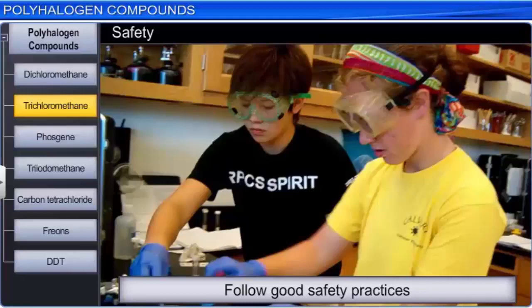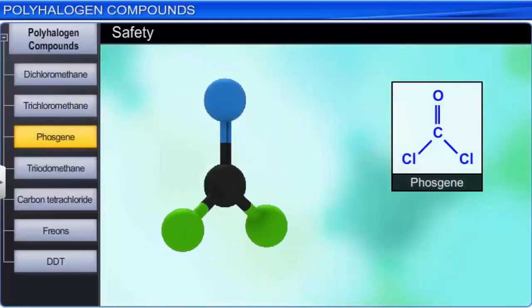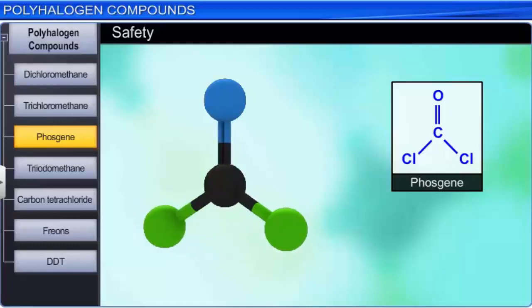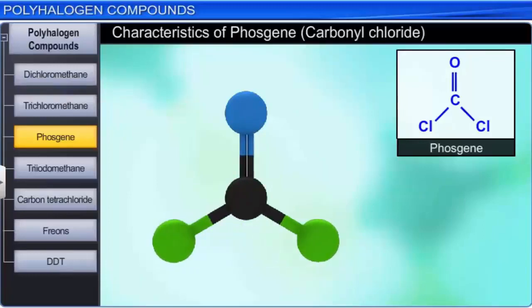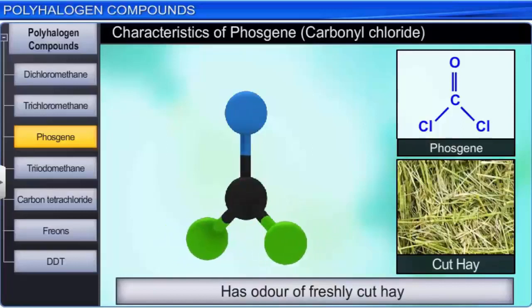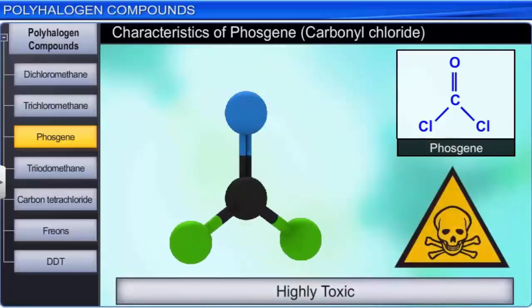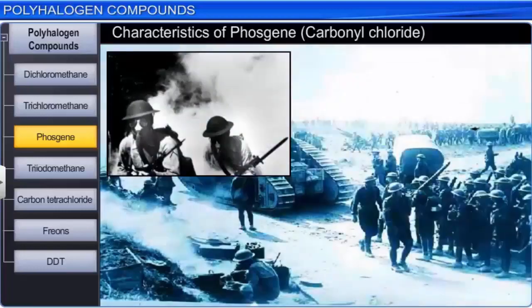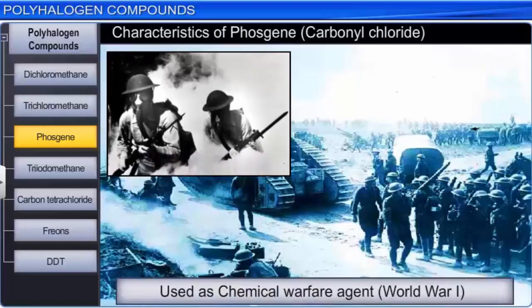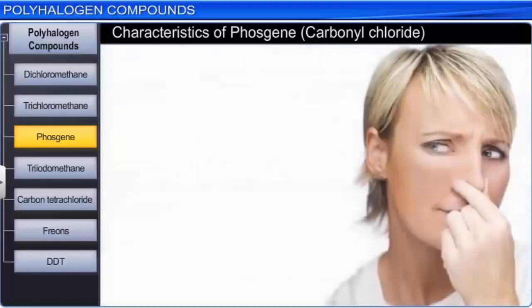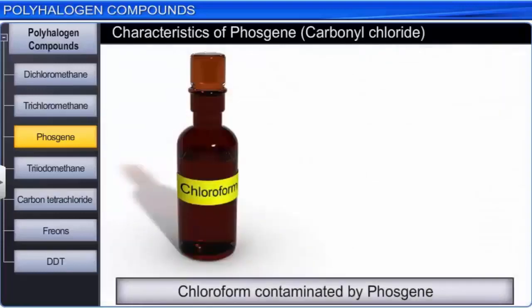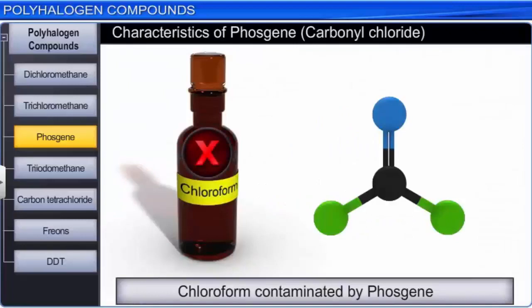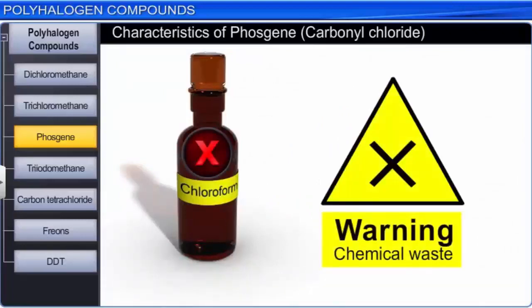There are simple tests that you can carry out to determine the presence of phosgene. Phosgene, or carbonyl chloride, has a characteristic odor of cut hay. It is highly toxic. In fact, it was used as a chemical warfare agent during the First World War. If you detect the odor of freshly cut hay when working with chloroform, you should seek medical attention. Chloroform contaminated by phosgene should not be used and should be properly disposed of as chemical waste.